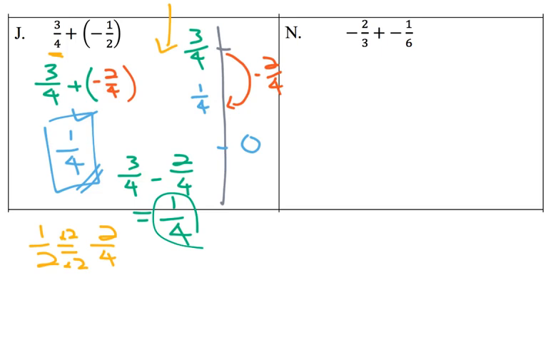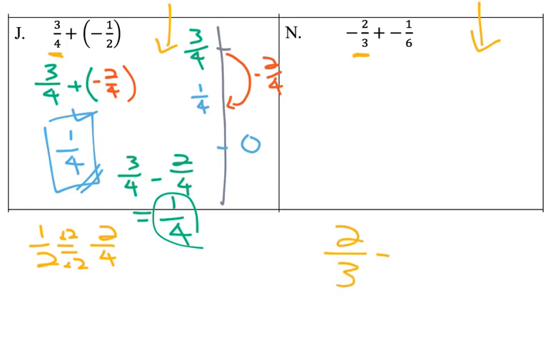Now, n looks really tricky. It just looks more complicated, but it's almost identical to j. The only thing is I didn't put these parentheses, but that's basically what this means. We have negative 2/3 plus negative 1/6. So I got to think, I'm starting here, and if I'm adding negative 1/6, I'm adding weight, and weight pulls the house down. So this is also going down.